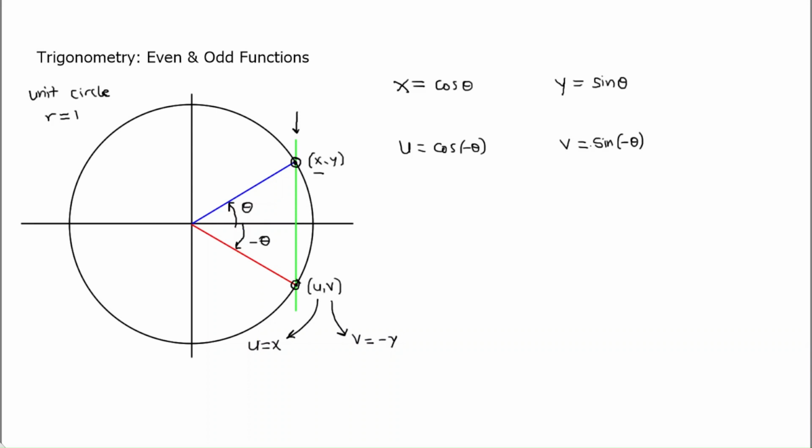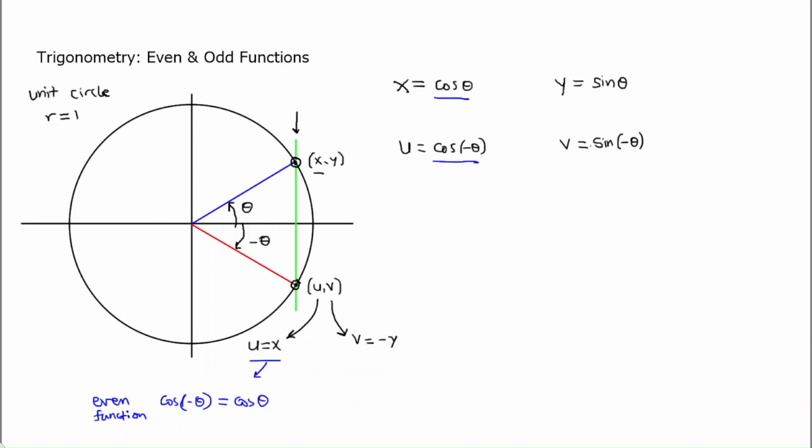Now we're pretty much there in terms of sine and cosine. If u equals cosine of negative theta and x equals cosine of theta, then what we're finding is that cosine of negative theta is just equal to cosine of theta. In other words, that negative sign on the angle just doesn't matter. This is an example of what we call an even function, when the negative sign can be eliminated.